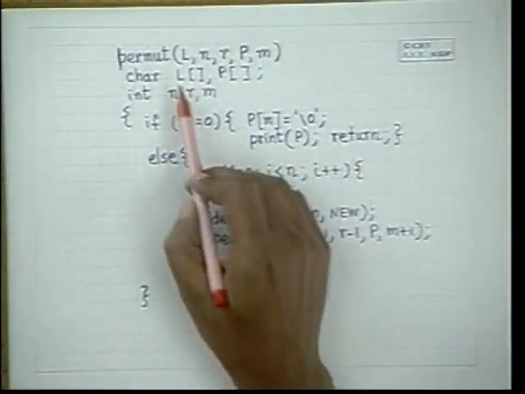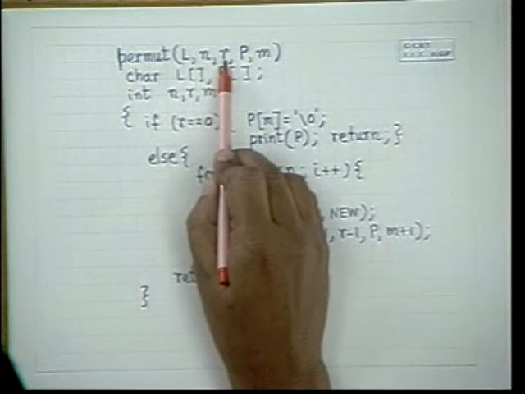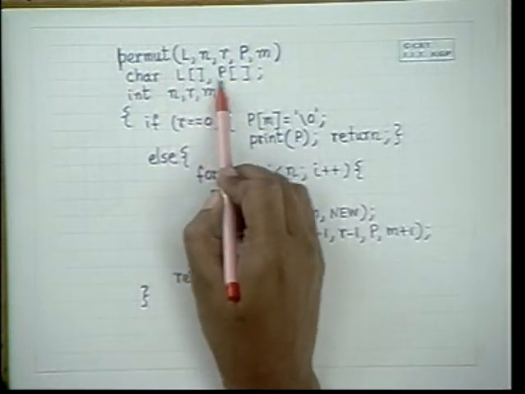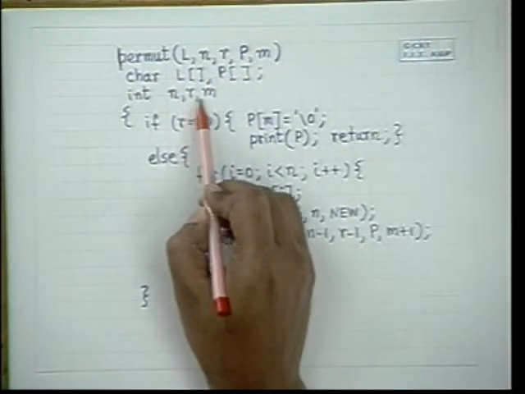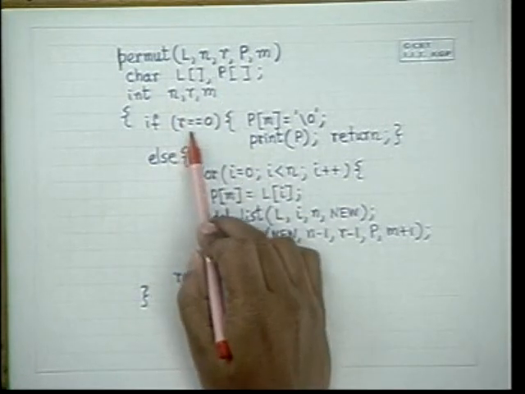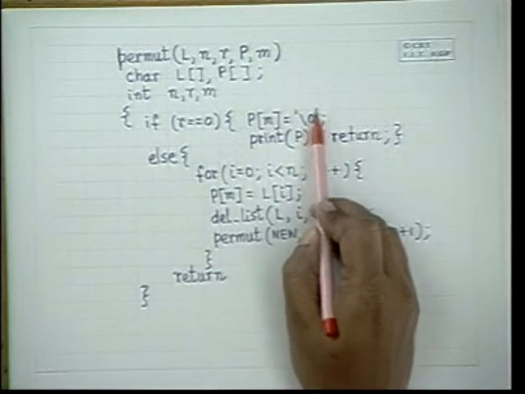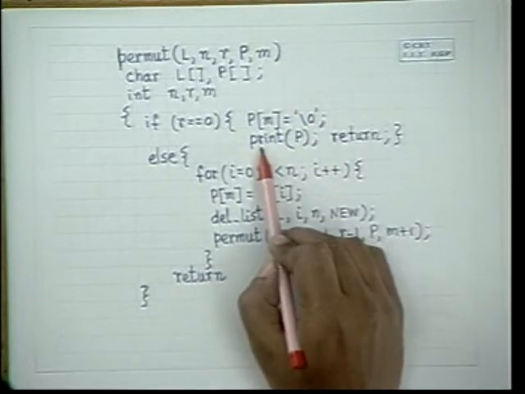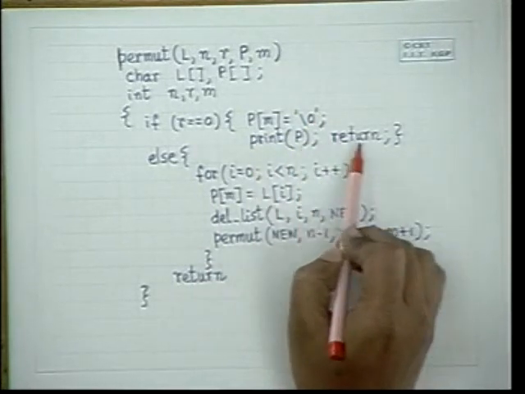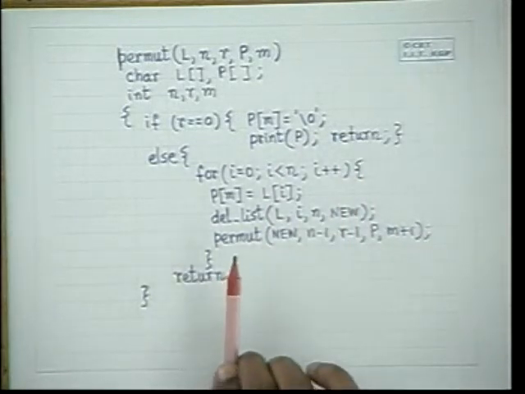So the program goes like this: permute L, N, R, P, M. These are two character strings. N, R, and M are integers. If R is equal to 0, P[M] is made \0 to end the string, and print P in %s format and return. All right.